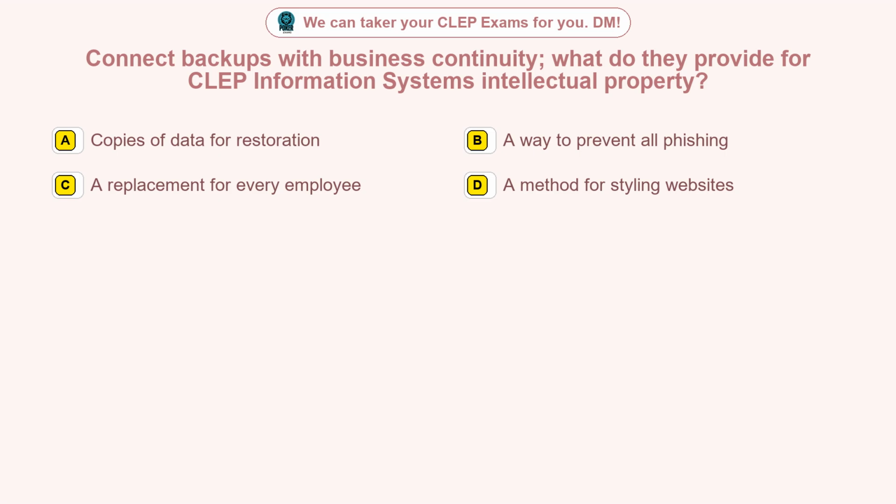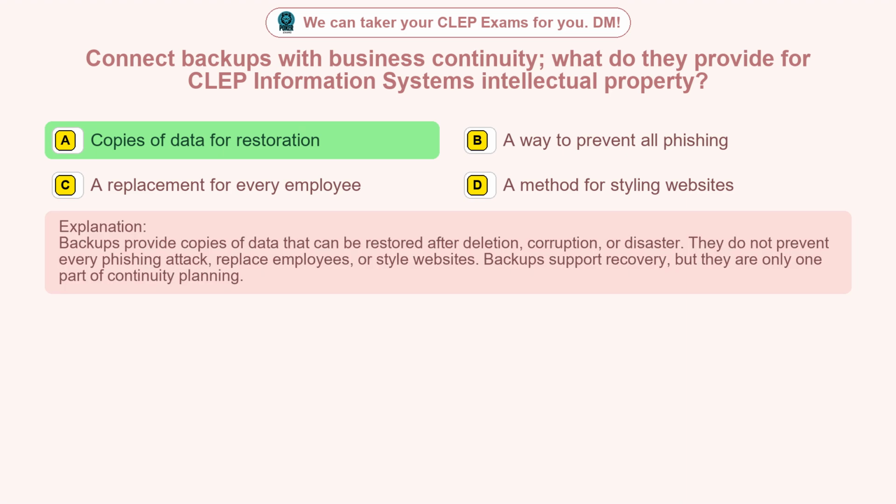Option B. A way to prevent all phishing. Option C. A replacement for every employee. Option D. A method for styling websites. The correct answer is option A. Copies of data for restoration. Backups provide copies of data that can be restored after deletion, corruption, or disaster. They do not prevent every phishing attack, replace employees, or style websites. Backups support recovery, but they are only one part of continuity planning.